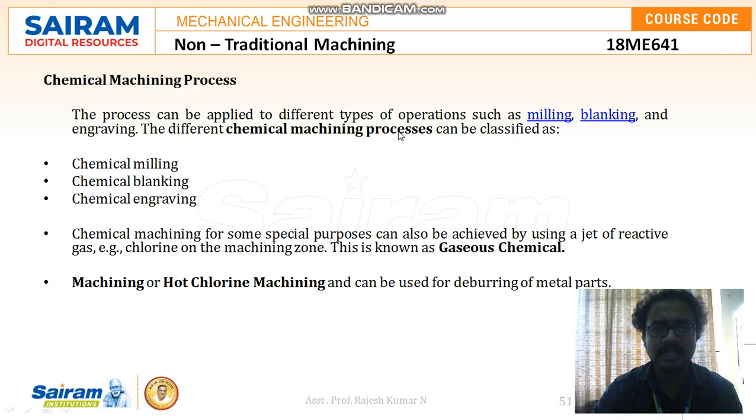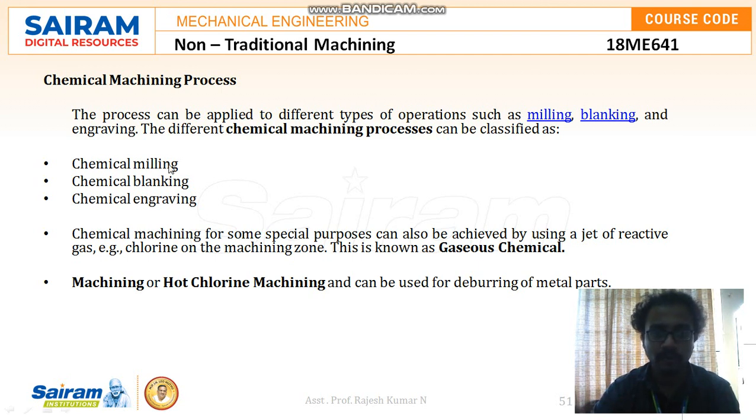So generally we can discuss what all the chemical machining processes are. We have the chemical milling process, the chemical blanking process, and the chemical engraving process. These are the three major types of chemical machining process. Chemical machining for some special purposes can also be achieved by using a jet of reactive gases, for example chlorine, on the machining zone. This is also known as the gaseous chemical process. It is hot chlorine machining and can be used for the deburring of metal parts.